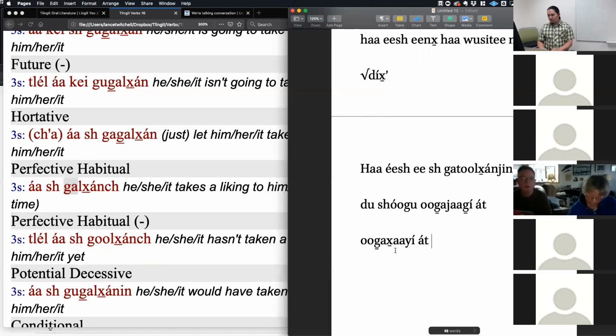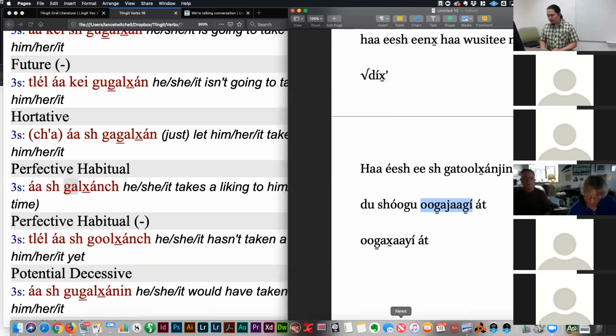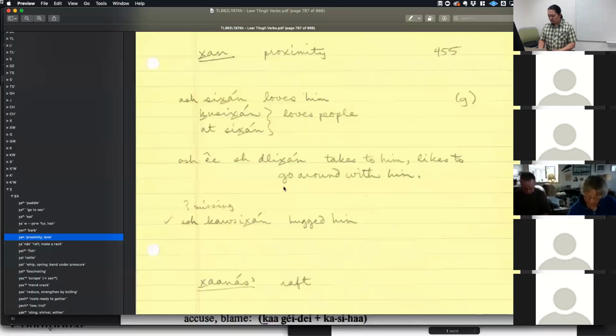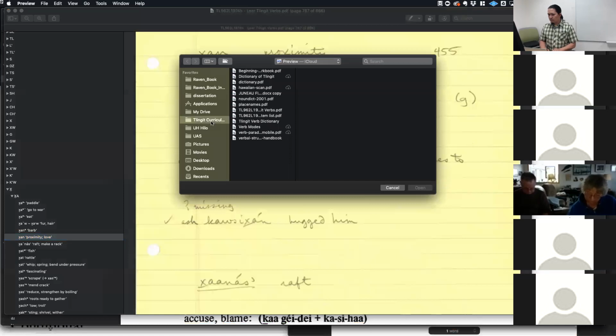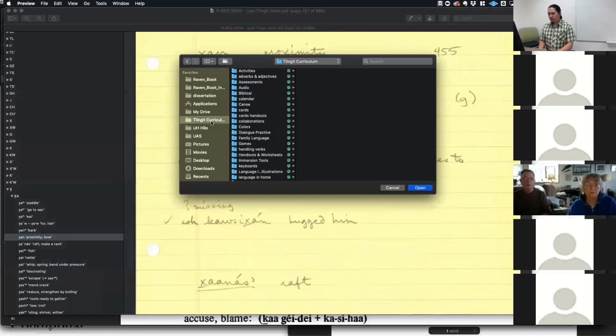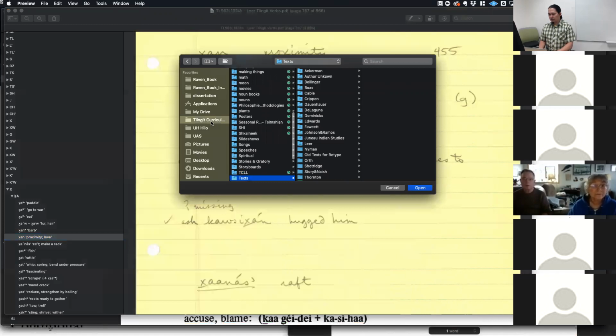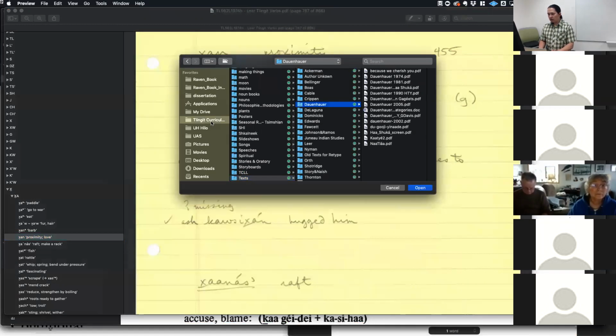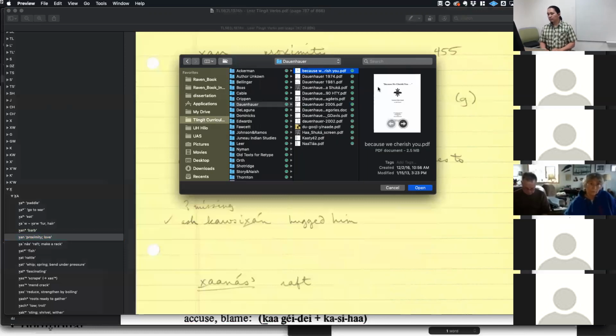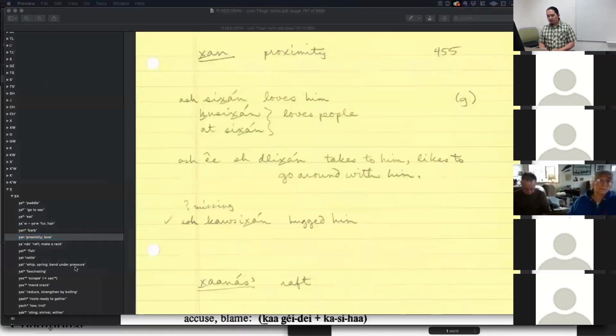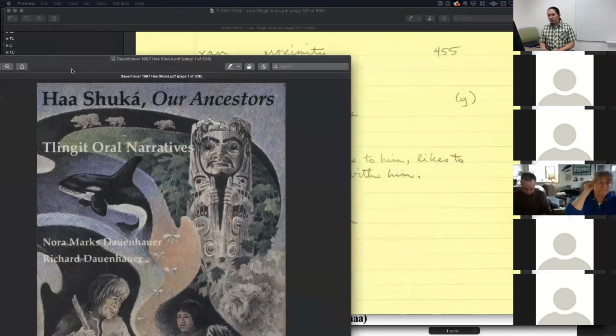This one is used in the Raven stories. They'll say, "Uqachai atqaquwashi," he was looking for something he might eat. Let me check the spelling. I'll show you where this one comes from, let's see, Hashuka, and the Huk story.